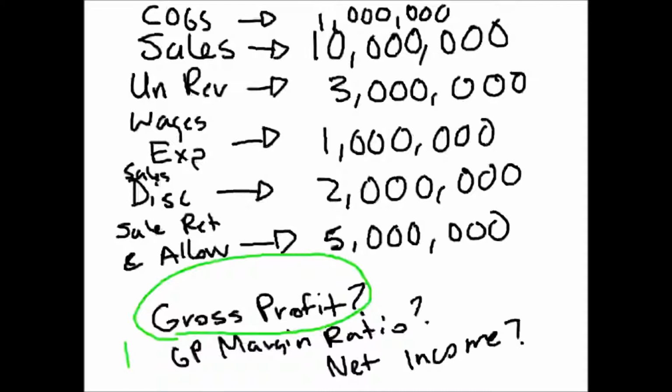$2 million. Okay? So, real quick, guys, what is the gross profit margin ratio? How are we going to figure that out? What is the formula to figure out our gross profit margin ratio?